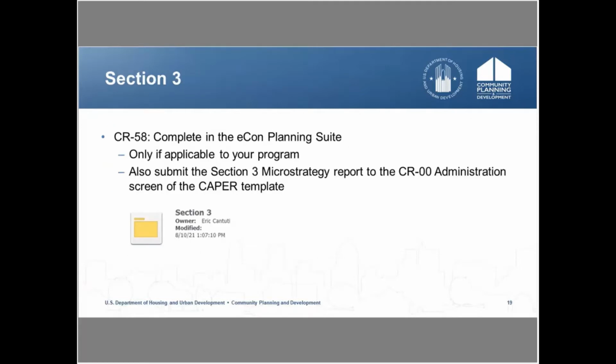Okay, the last thing we have for a new feature is Section 3. This is just for the grantees that are required to report on Section 3. You'll need to complete the CR58 Section 3 screen in the CAPER template, which is brand new this year. Then you're also required to submit that Section 3 MicroStrategy report. Again, this will be a PDF you'll download and then attach to that CR00 admin screen.